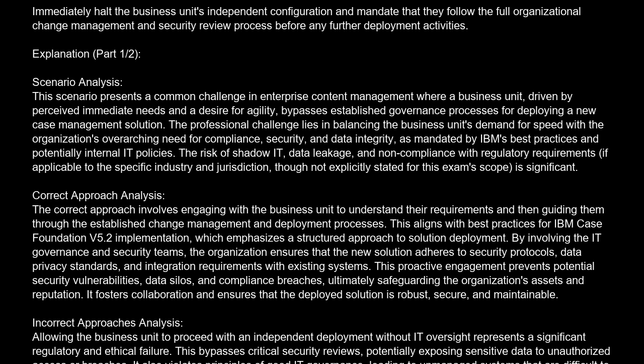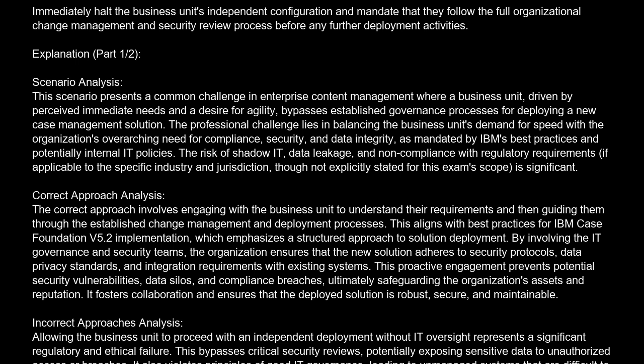Correct approach analysis. The correct approach involves engaging with the business unit to understand their requirements and then guiding them through the established change management and deployment processes. This aligns with best practices for IBM Case Foundation v5.2 implementation, which emphasizes a structured approach to solution deployment.